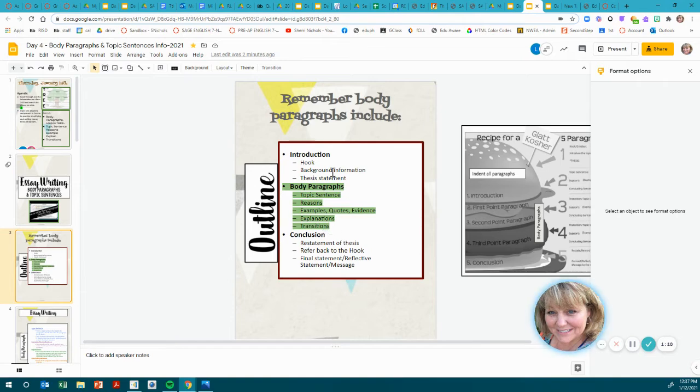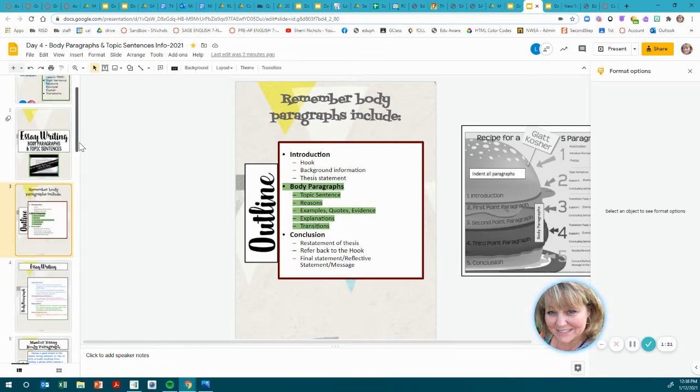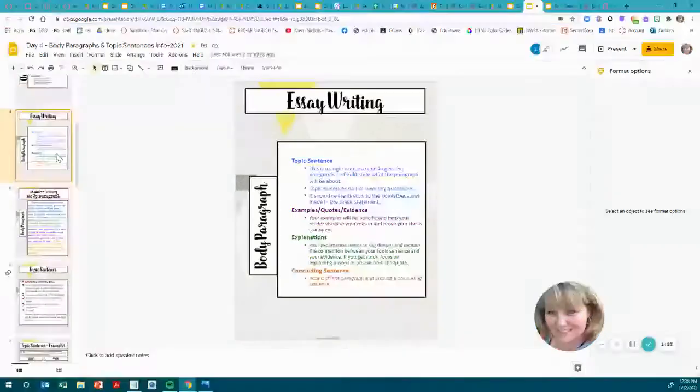When we're looking at the process, of course, with our outline for writing, remember the body paragraphs include topic sentence, reasons, examples, quotes, evidence, explanations, and transitions. And then we have our looking at our essay writing.